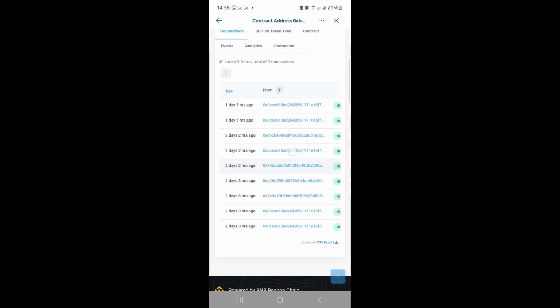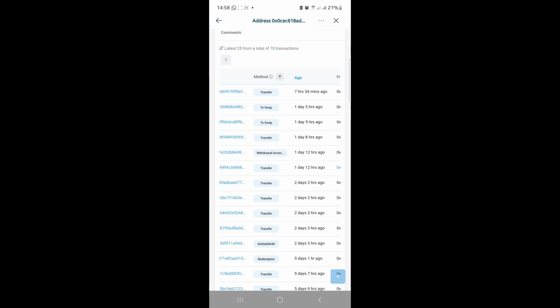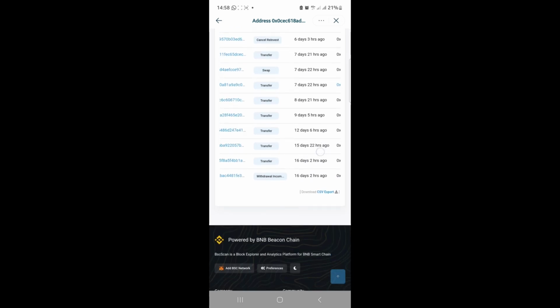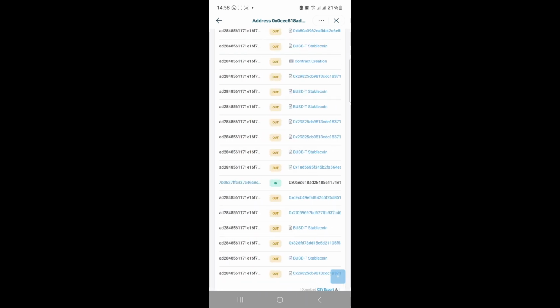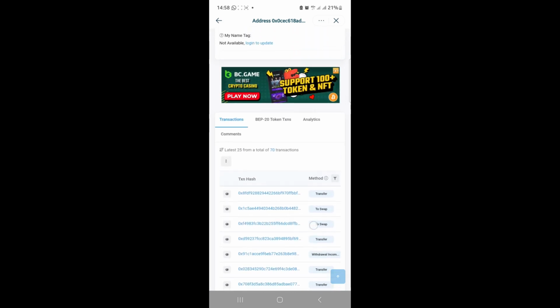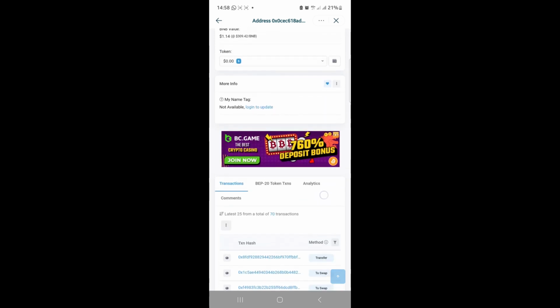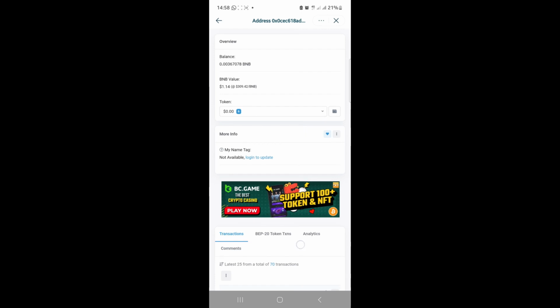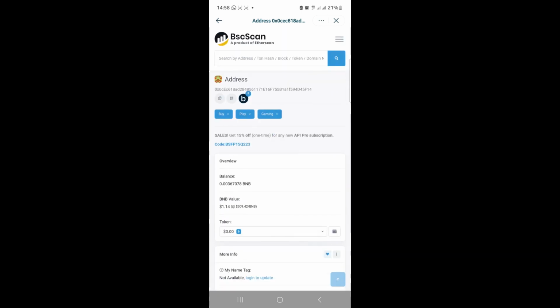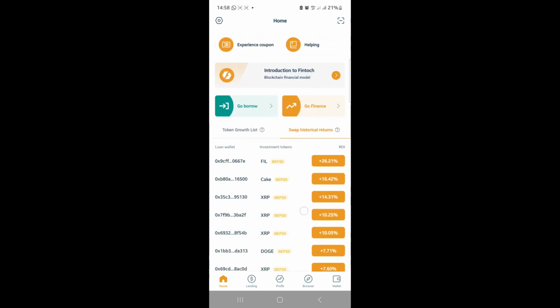If I go to this address, the blockchain will give me more. What is the guy doing with the amount that he borrowed? You can see out, in. So he or she is trading. You can see how many transactions have been done: latest 25 from a total of 70 transactions, only this one person. So you can see everything works on chain. This project is very safe, as everything works on chain. So these are BEP20 tokens.